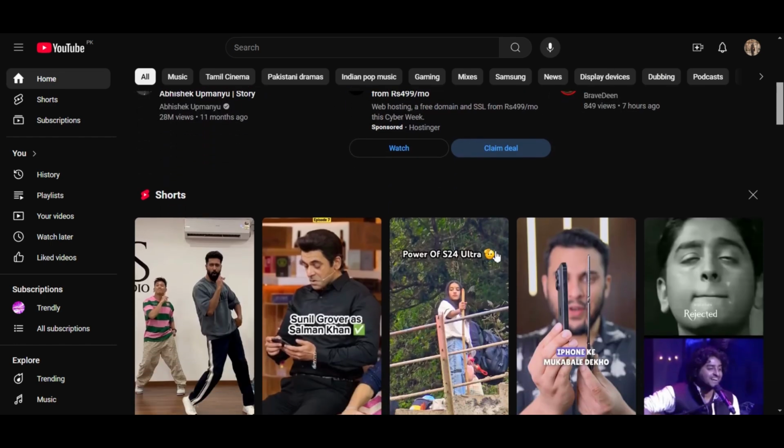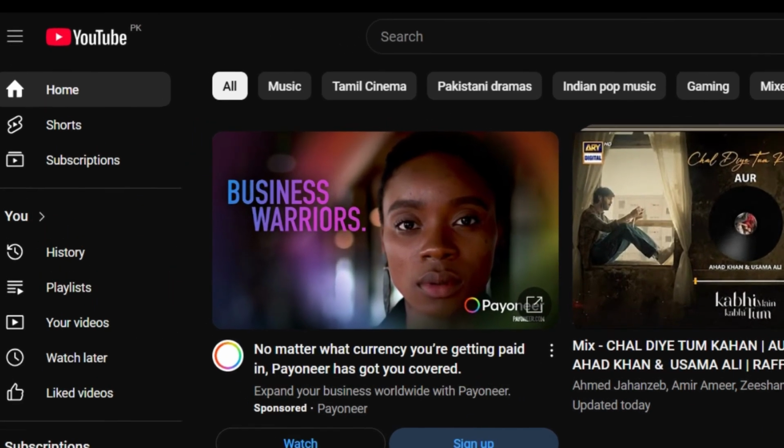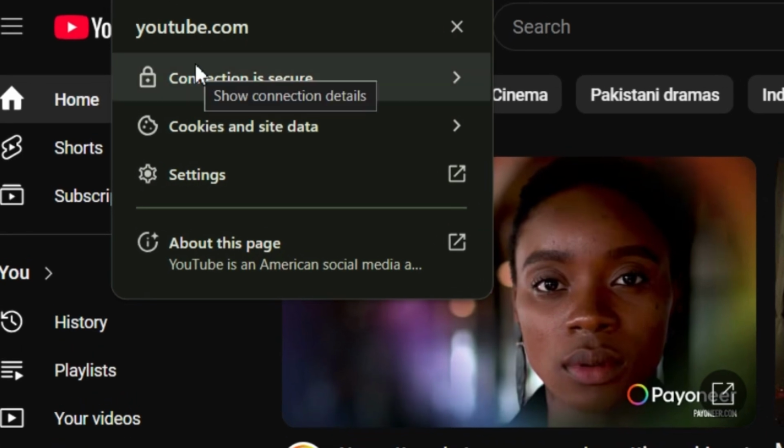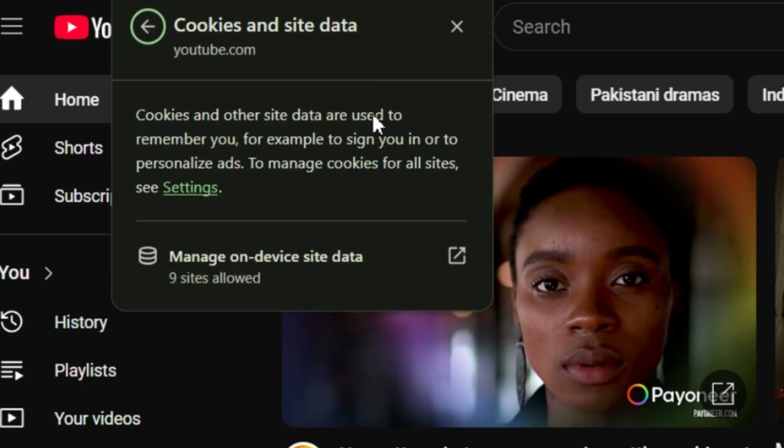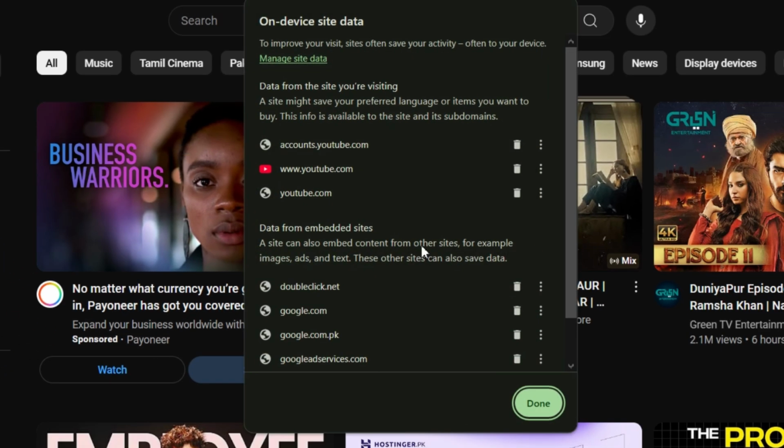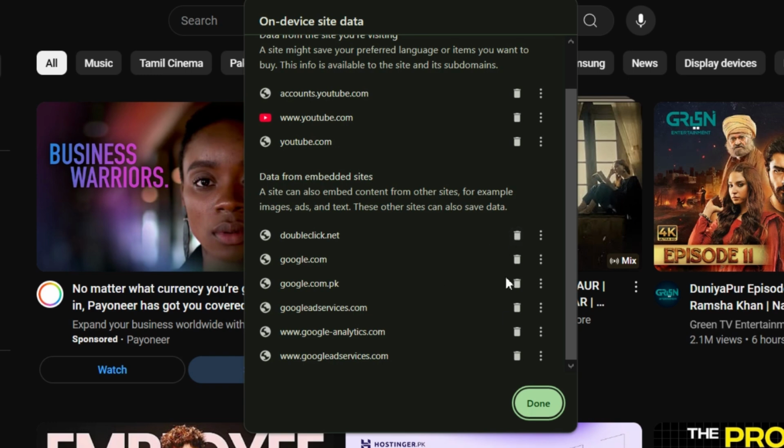So if your internet connection is working, the next thing is go to the YouTube section of the Chrome where you can clear the cookies and the site cache. So go ahead and clear the cache memory by deleting all these things.